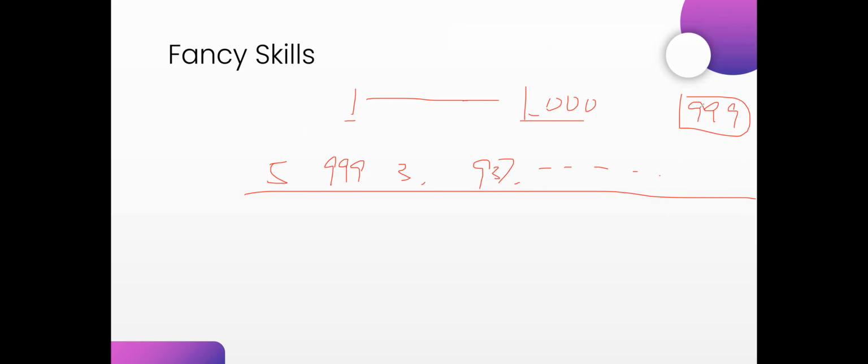How can I find out this number? Anybody? There are at least 4 or 5 solutions. So let's see who can find the first solution. How can I find this missing number?